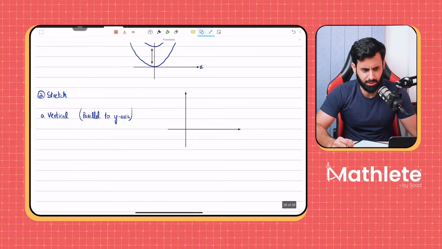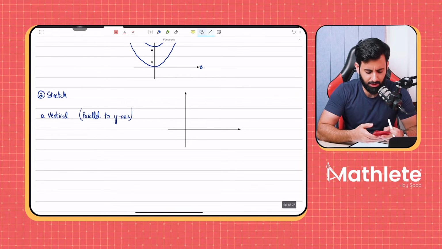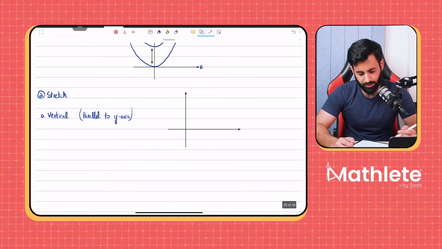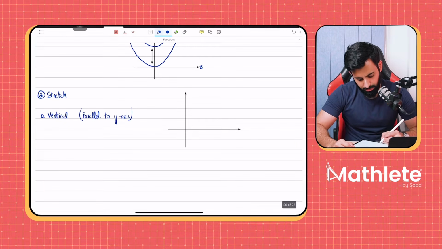2 sine x is a good example, Moise. 2 sine x is a good example of a vertical stretch. Now, why? Or even 2 cos x for that matter. So let's see what a vertical stretch looks like.